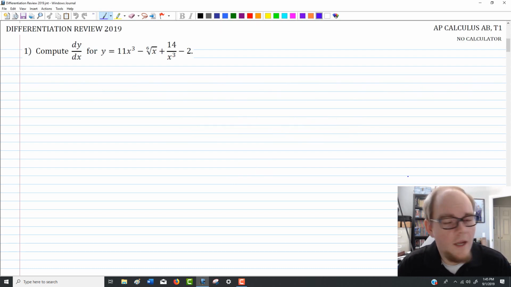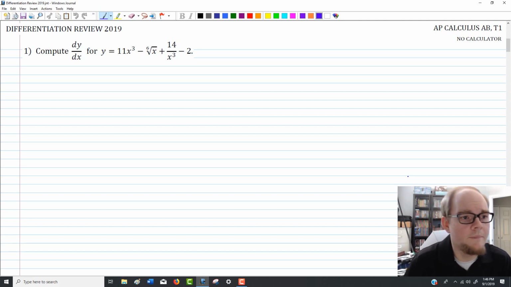The first question we're going to look at is naturally number 1. This one asks us to basically compute a derivative, just a straight up derivative. They're calling it dy dx. We could also call it y prime. And there's just a variety of different terms in there, although all of them do prescribe to the power rule. So we should be able to use the power rule with each one.